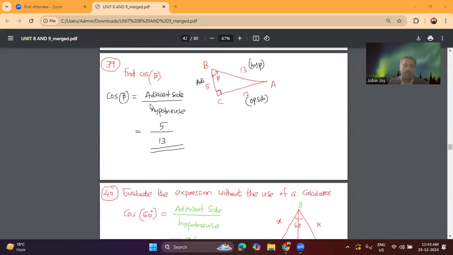Then another simple question. We have a right angle triangle ABC. Angle B is beta, the hypotenuse is 13, the opposite side is 12 and the adjacent side is 5. You have to find cos beta. You know that cos is equal to adjacent side divided by hypotenuse. That means 5 by 13. So the answer is 5 by 13.